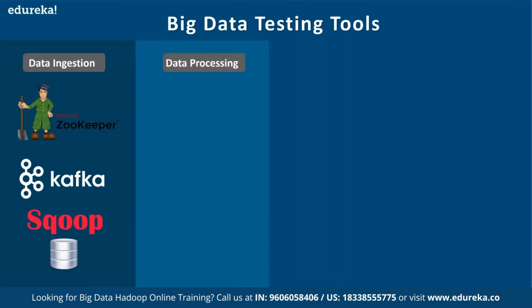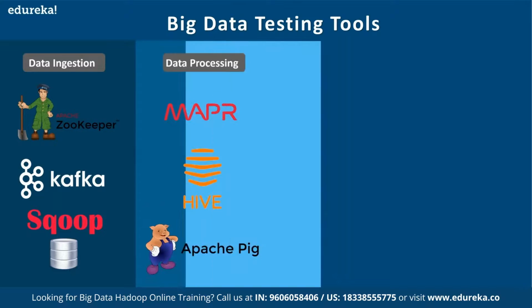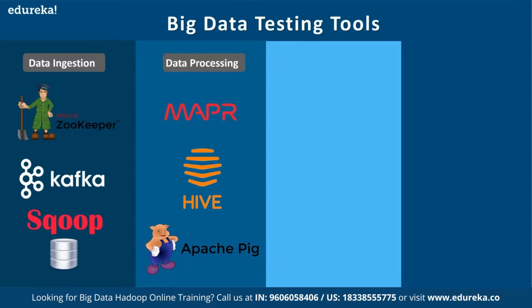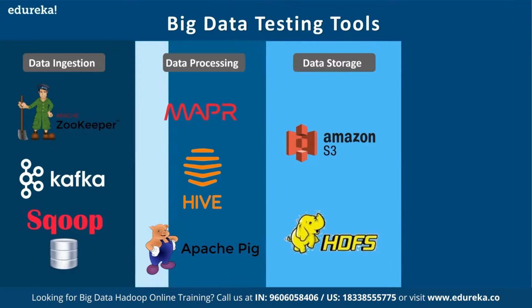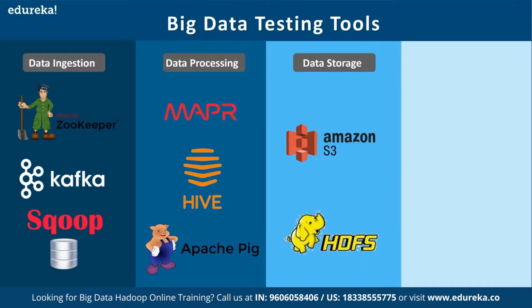Then we have data processing. In data processing, we can use MapReduce or Hive or Apache Pig. These kind of tools can be used for doing that kind of testing. Then we have data storage. The data storage can be Amazon S3 or it can be HDFS.